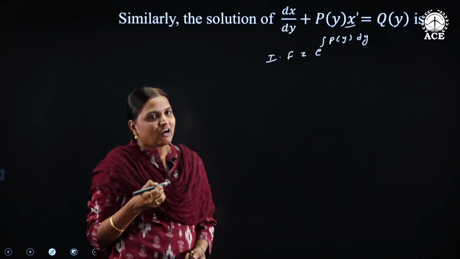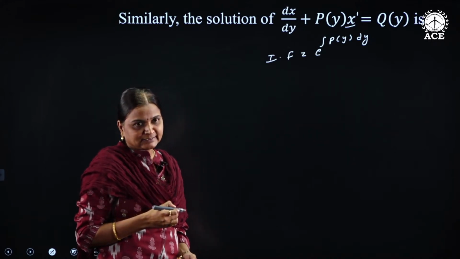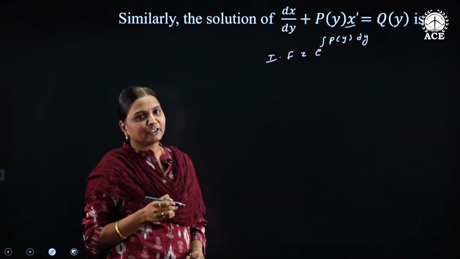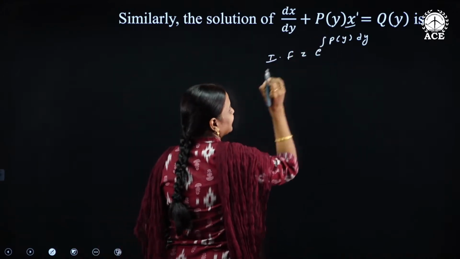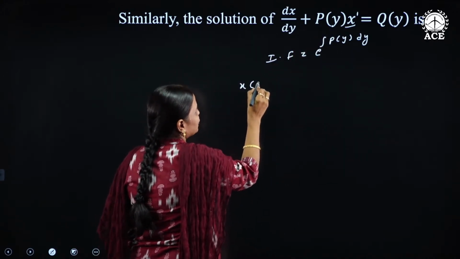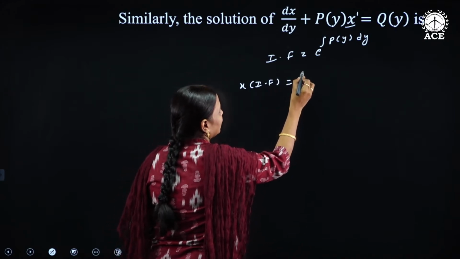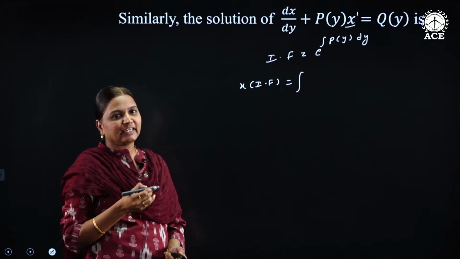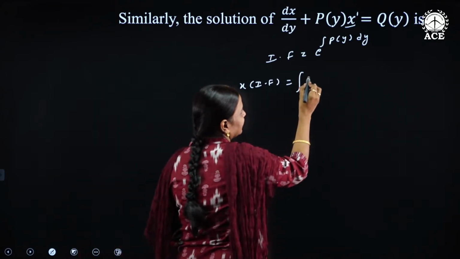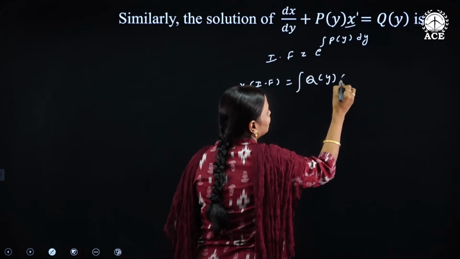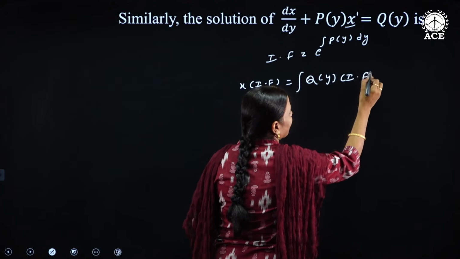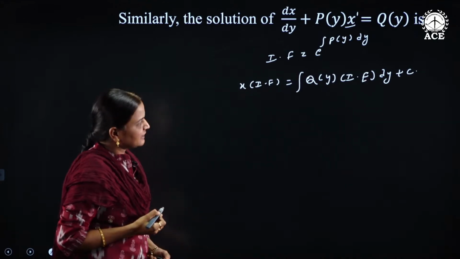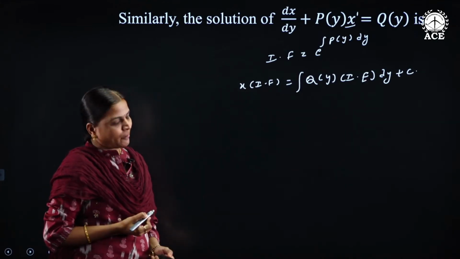What is the third step after that? The general solution. The general solution is the product of the dependent variable and the integrating factor. In this equation, what is the dependent variable? X. X into integrating factor is equal to the integration of the product of RHS into integrating factor. What is the RHS here? Q of y. Q of y into integrating factor into dy plus c. This is the general solution formula. Using this formula, write its general solution.